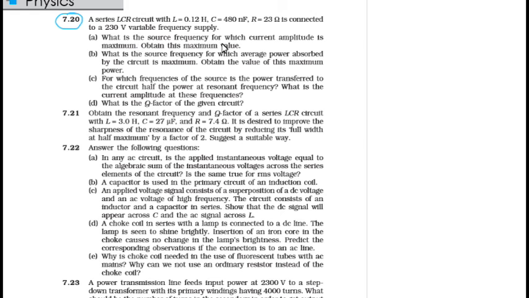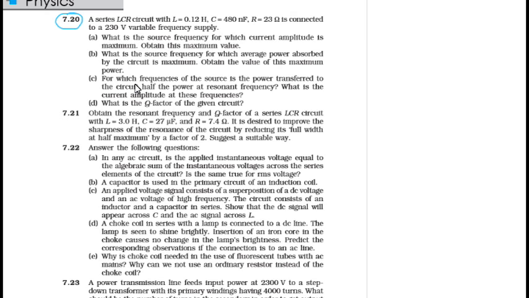A. What is the source frequency for which the current amplitude is maximum? Obtain the maximum value. B. What is the source frequency for which the average power absorbed by the circuit is maximum? Obtain the value of this maximum power.